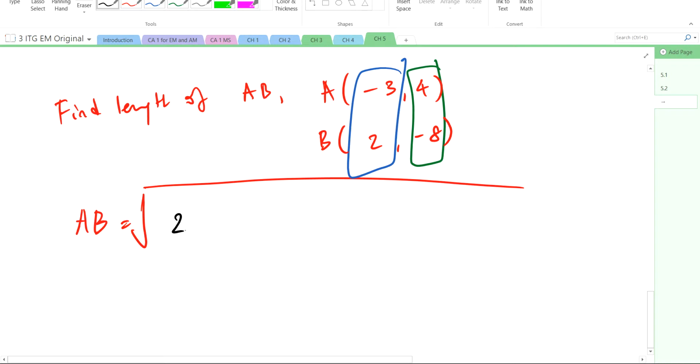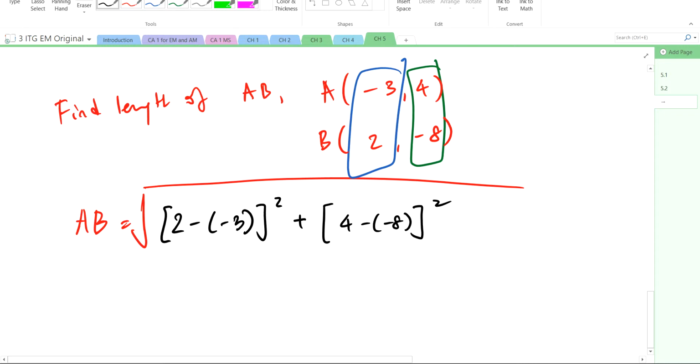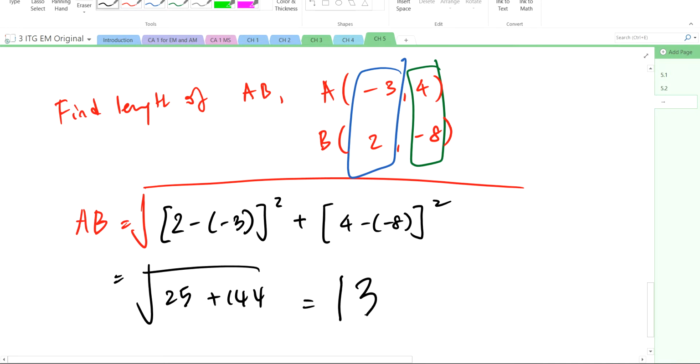2 minus negative 3. And then I square it. Yes? Then plus or minus? Plus. Next. 4 minus negative 8, square. And I get square root of 5 square, which is 25, plus 12 square, 144, which is 13. Right? 13 units. This is how we find the length of a line segment.